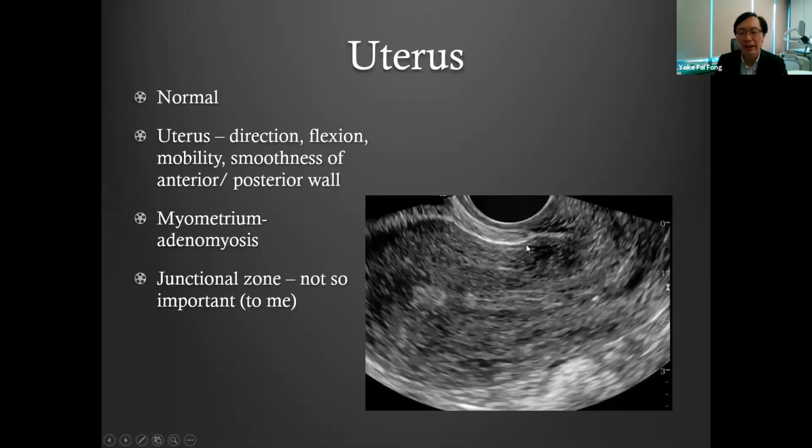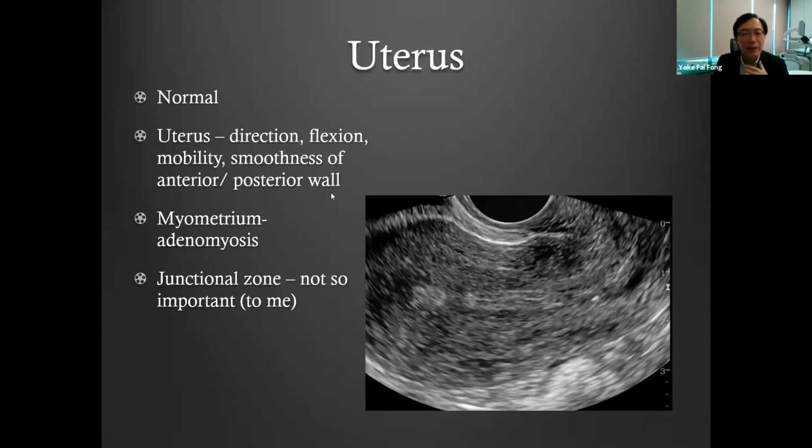So this is actually a so-called normal uterus. You can see the normal outline, the shape. It is quite slim. So we look at the direction, whether it's anteverted. We look at the flexion. Flexion is very important because if the uterus is anteverted and retroflexed, that is the first suspicion that there may be something more than normal. The flexion of the uterus will tell you whether there's a possibility of the uterus being in a fixed position or not.